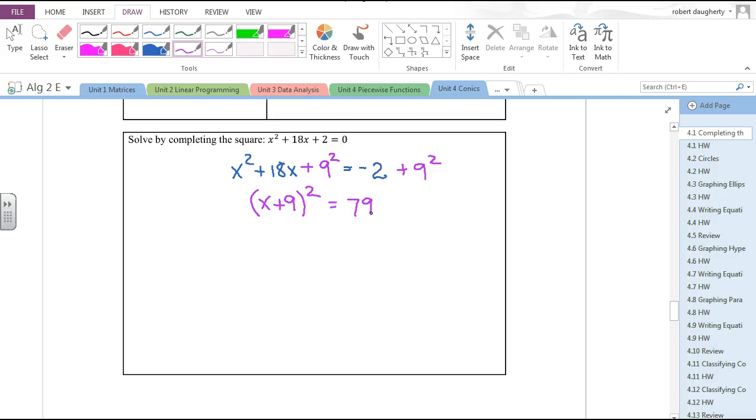Now what do I do? Square root of both sides. X plus 9 equal, plus or minus, square root of 79. So x equal negative 9 plus or minus square root of 79. Okay.